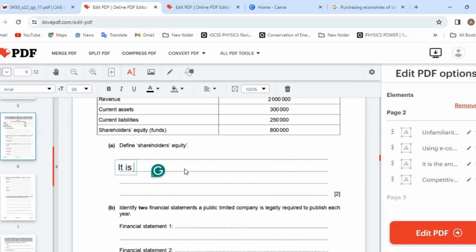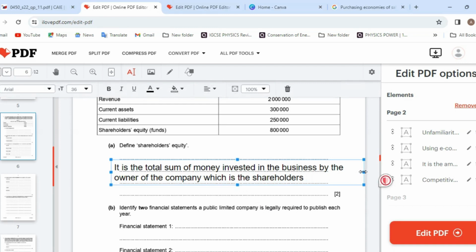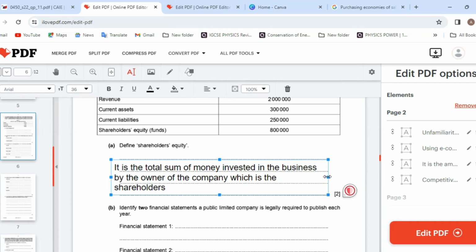Let's say it is the total sum of money invested in the business by the owners of the company, which is the shareholders. That is shareholders' equity.